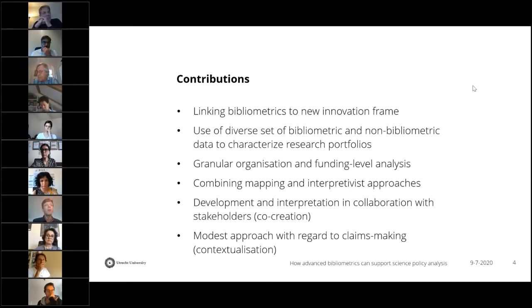And I also very much like and encourage the idea that this is to some extent also a modest approach with regard to claims making. So the idea is really to explore whether we can understand mission orientation for bibliometrics rather than to give decisive answers in that respect. And next slide.